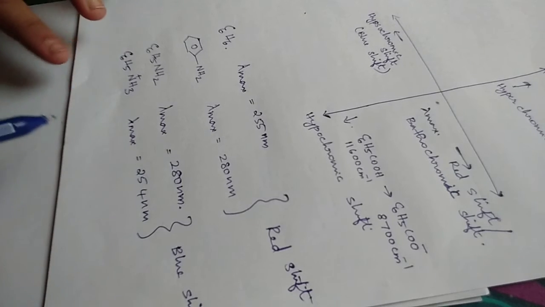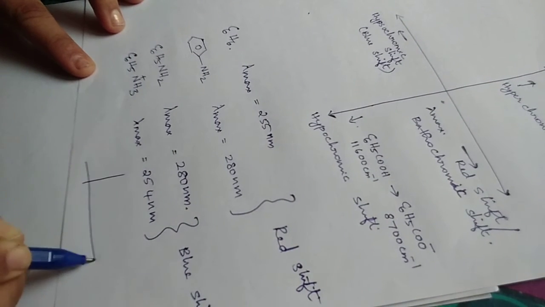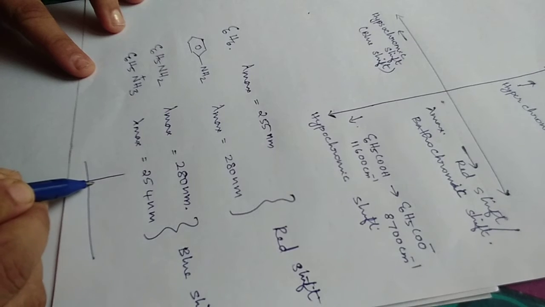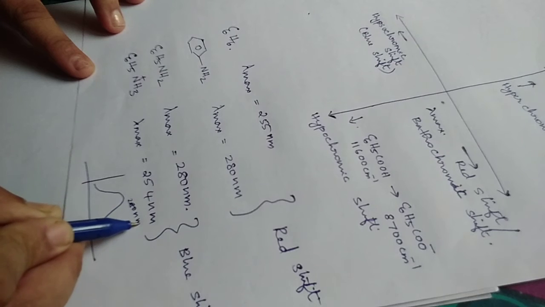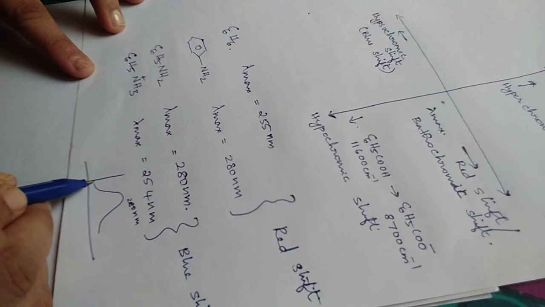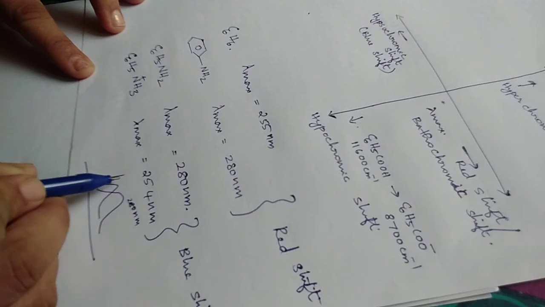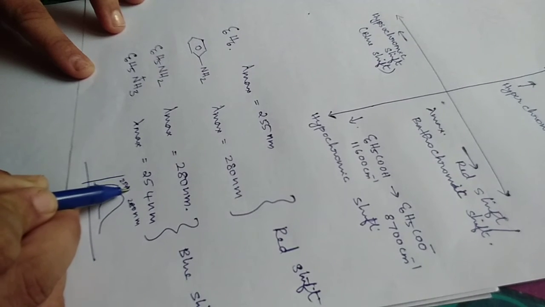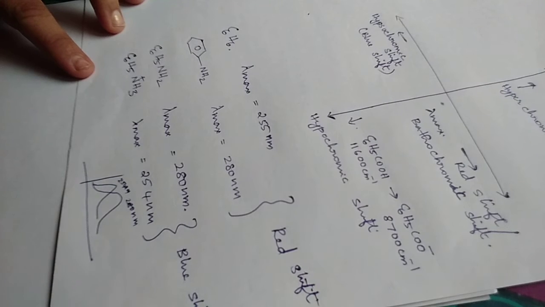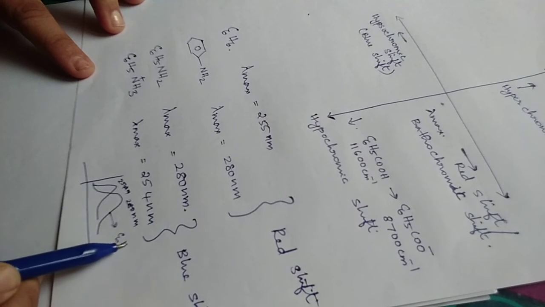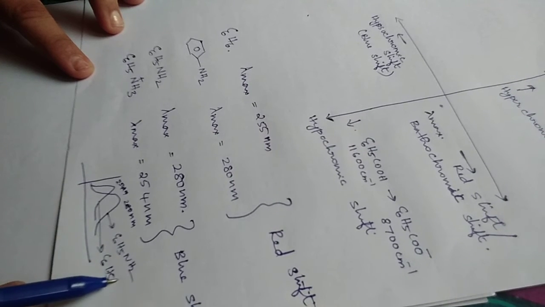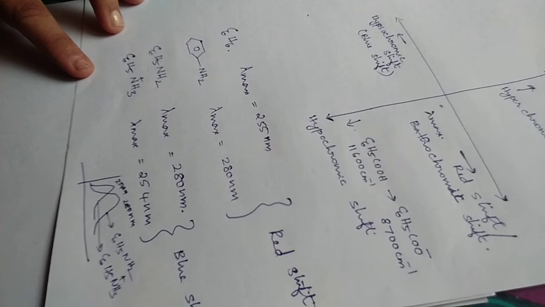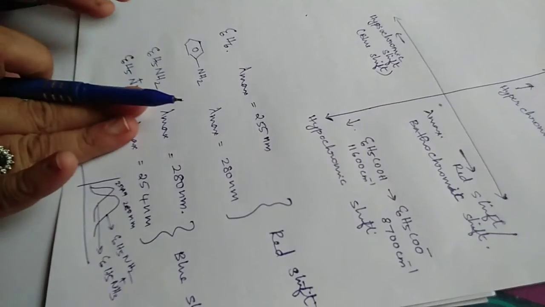You can easily draw the spectrum in this way: for aniline it was 280 nanometers, and once it becomes anilinium, it becomes 254 nanometers. So this represents that of aniline, C6H5NH2, and this represents that of C6H5NH3 plus. This is known as the blue shift, and in the first case it was known as the red shift.